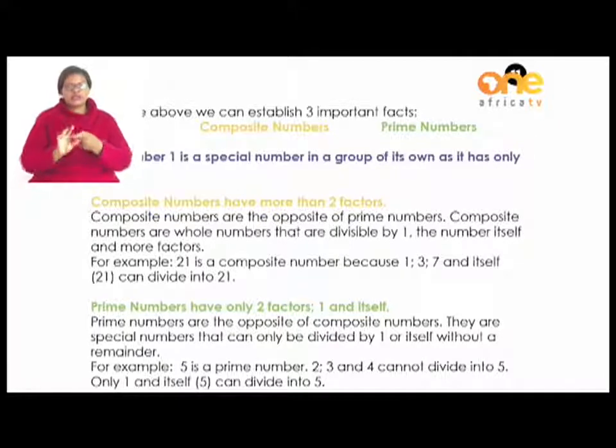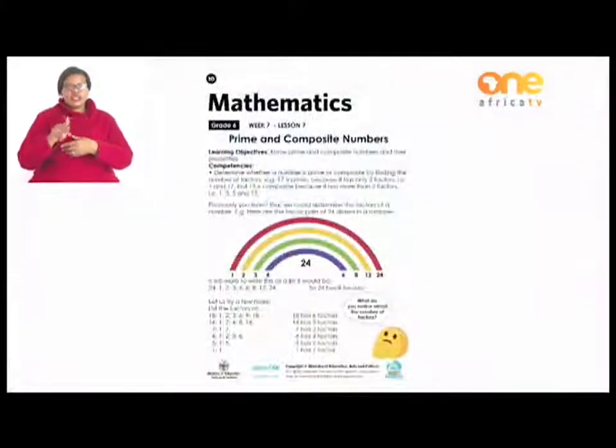Now let's quickly go back to the previous page, on page 10. Which numbers do you think are composite numbers? That's right, it will be 18, 16, as well as 6. Okay?